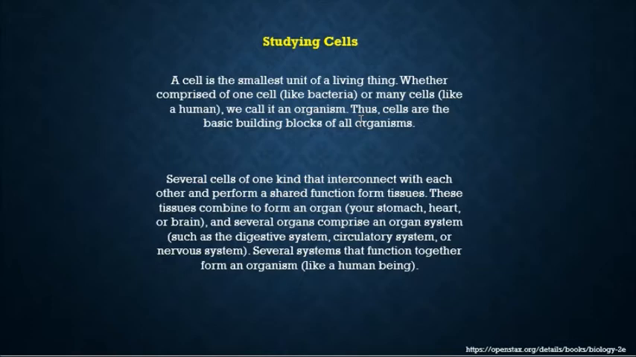However, organisms can be unicellular, that is made up of only one cell, or multicellular. If the organisms are multicellular, then there is a hierarchical organization. Several cells interconnect to form tissues, tissues combine to form organs, organs comprise an organ system, and several organ systems function with interconnections and form an organism.